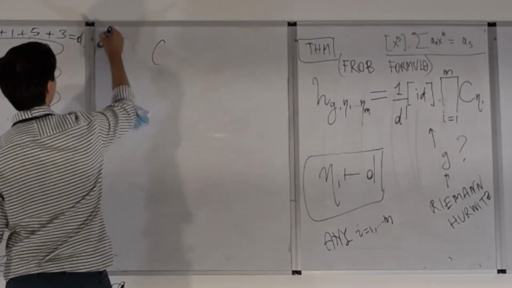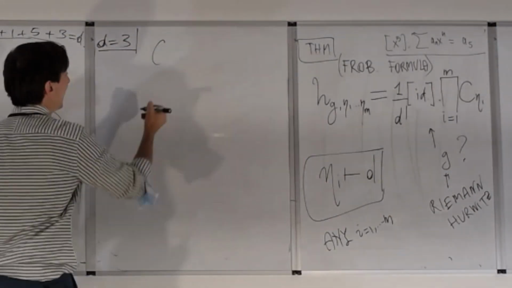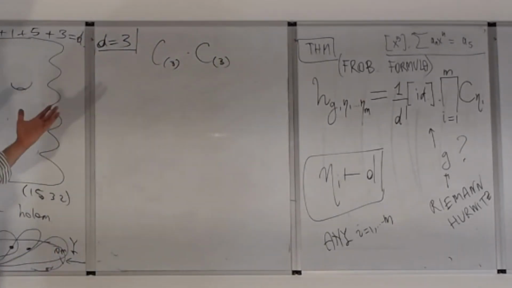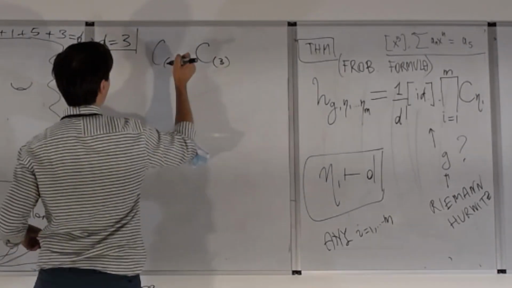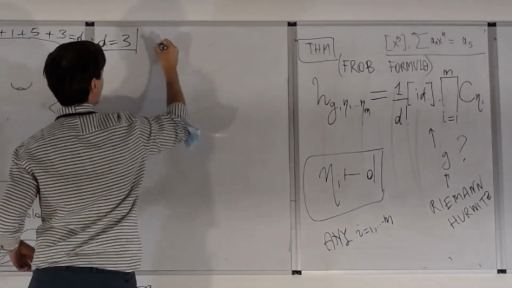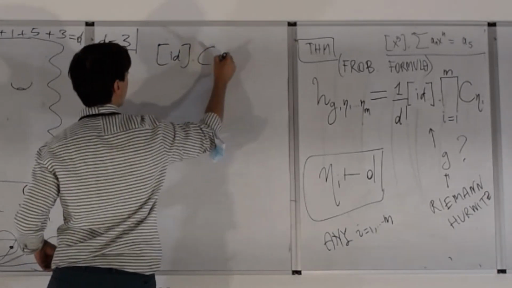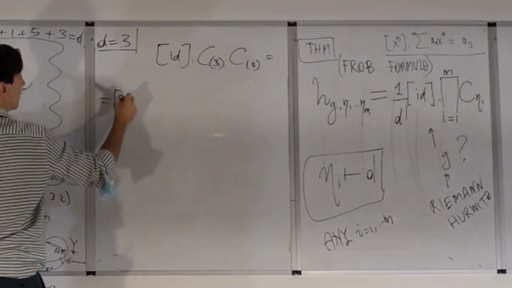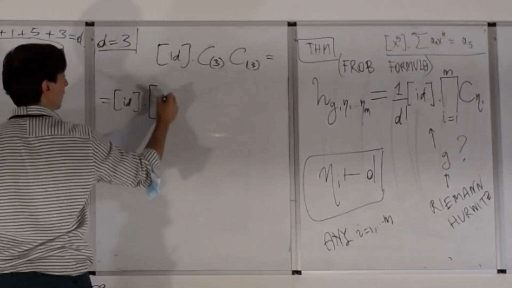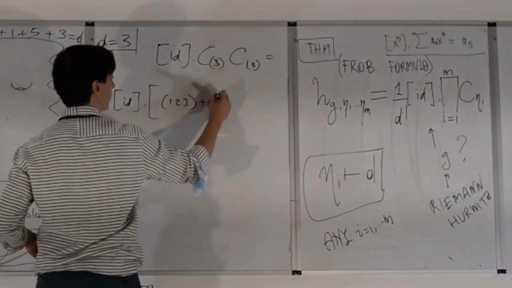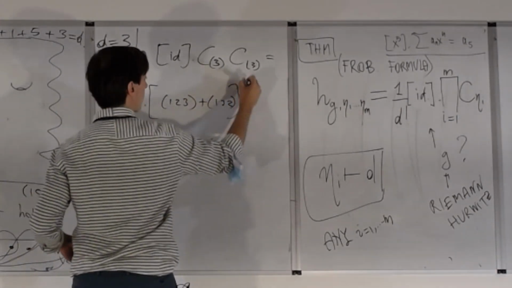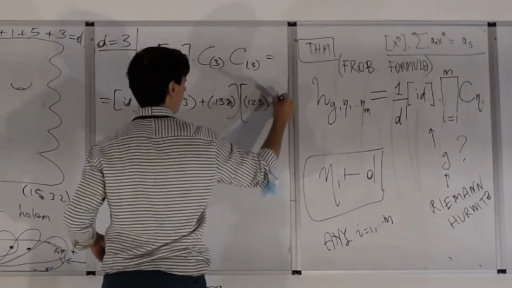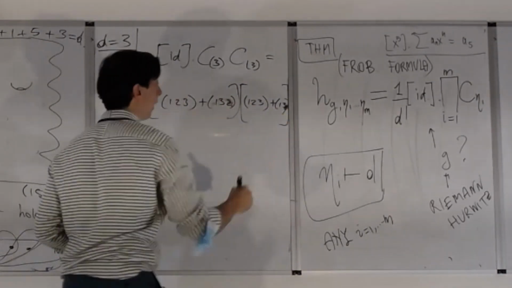I want D to be 3, okay? And I want C3 times C3. So what is C3? I want to count how many times the identity is there. Identity, C3, C3 is equal to identity, and here you have (1 2 3) plus (1 3 2), and (1 2 3) plus (1 3 2). How many times do you have the identity?